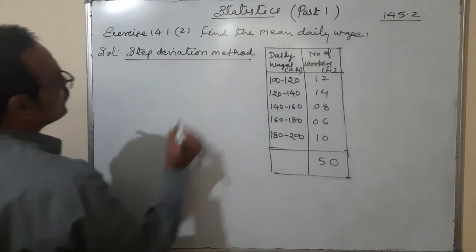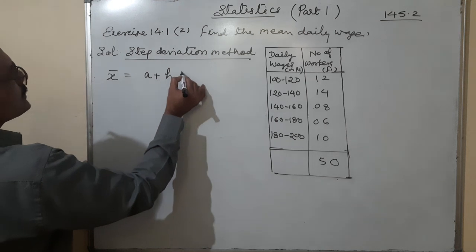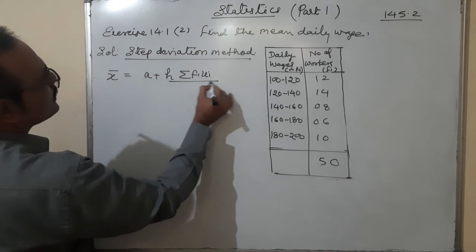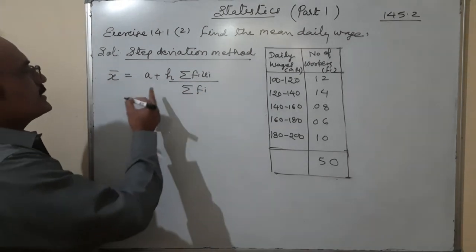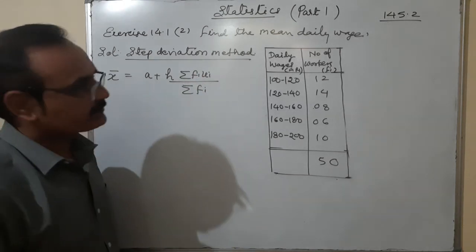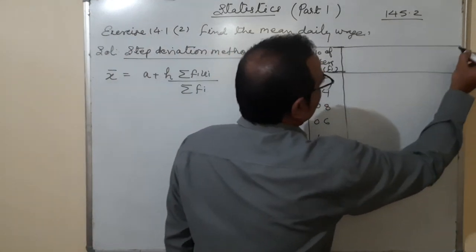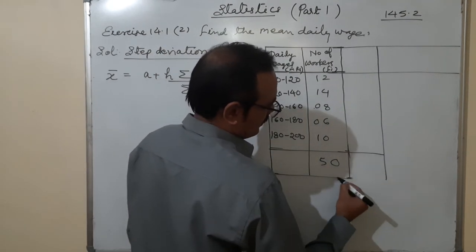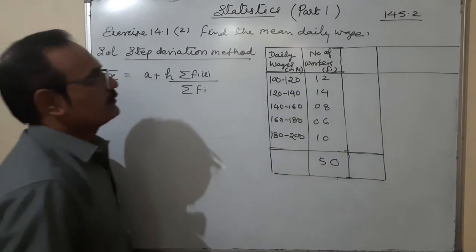Step deviation method. What is it? X bar, the formula: X bar is equal to A plus h summation fi ui upon summation fi. Okay. A plus h summation fi ui upon summation fi. It's a new term, ui. One column xi. So one thing is clear, that xi is required for you for all.